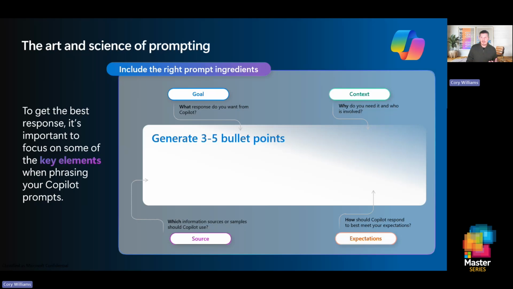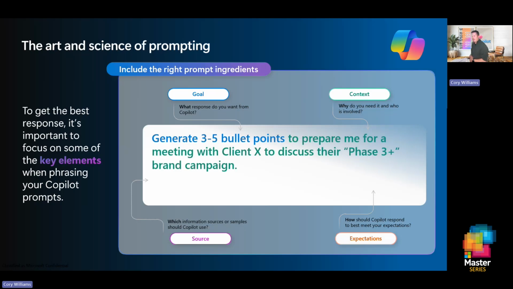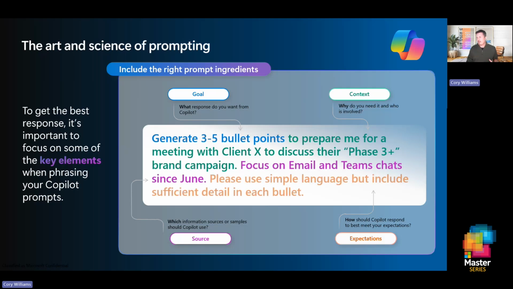And this is just a quick example. The goal: generate 3 to 5 bullet points. The context: to help me prepare for a meeting with a client to discuss their brand campaign. The source: pull from my emails and team chats across a certain time frame. And then the expectations: use simple language, but provide sufficient detail in each bullet. So again, just think about that as we're going through prompting.